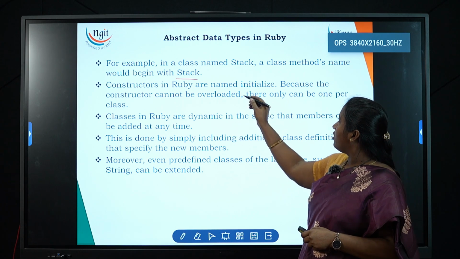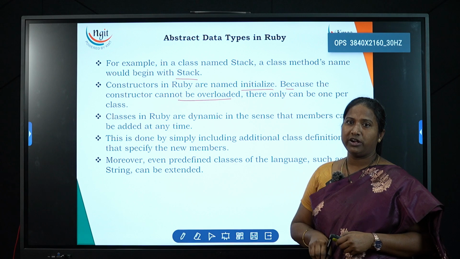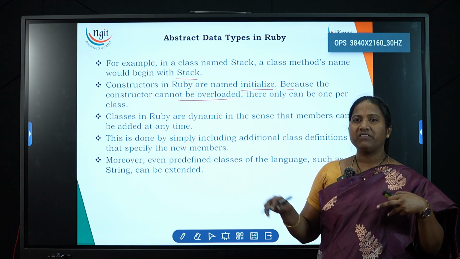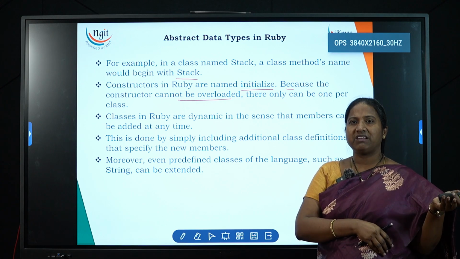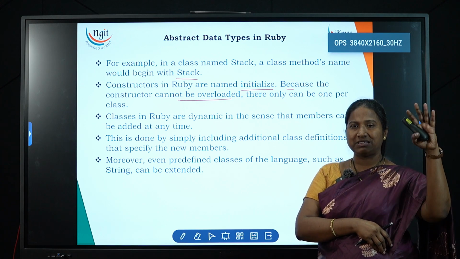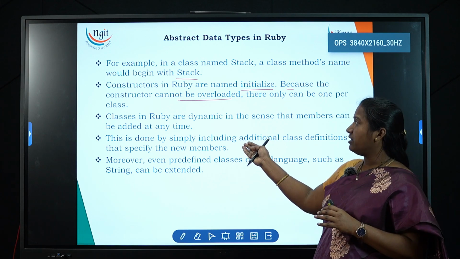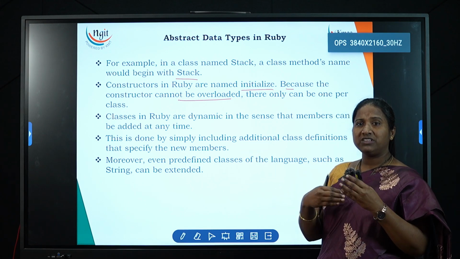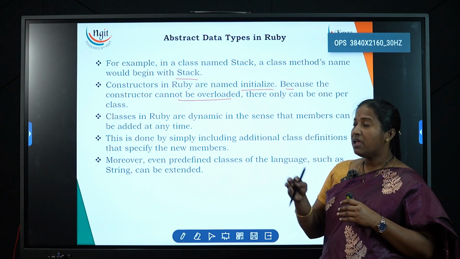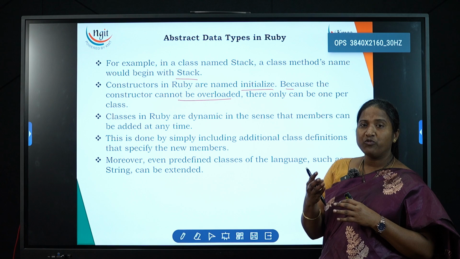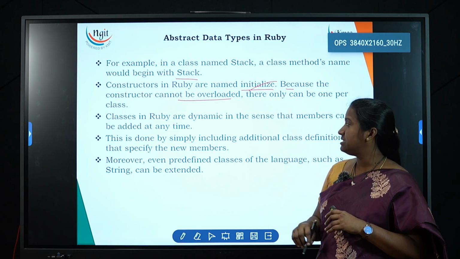Constructors in Ruby are named initialize because the constructor cannot be overloaded. Basically we'll be having this overloading problem, because in previous languages, if my class name is Stack, I'll take the constructor name also as Stack. In Ruby, we do not have that similarity. We don't give the class name as the constructor name. We'll give the class any kind of name. The constructor name should be initialize.